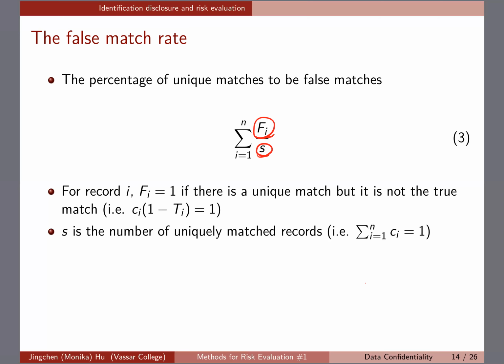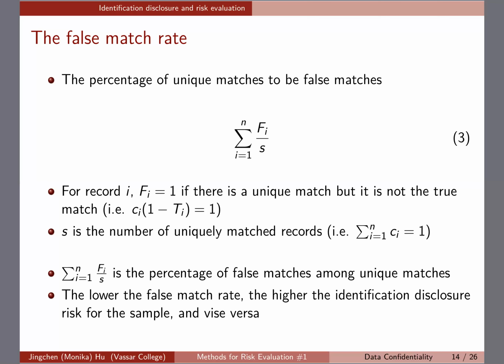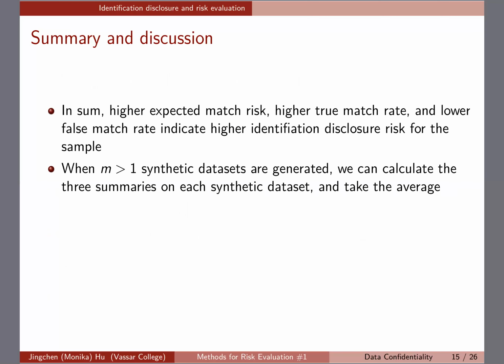Once we put everything into practice, it will become clearer why we're doing all of this, but it's still important to get through the definitions. Just a quick summary: higher expected match risk, higher true match rate, or lower false match rate all indicate higher identification disclosure for the sample.